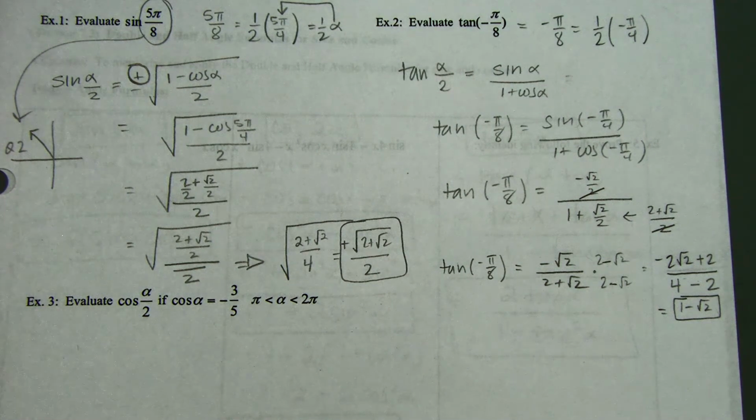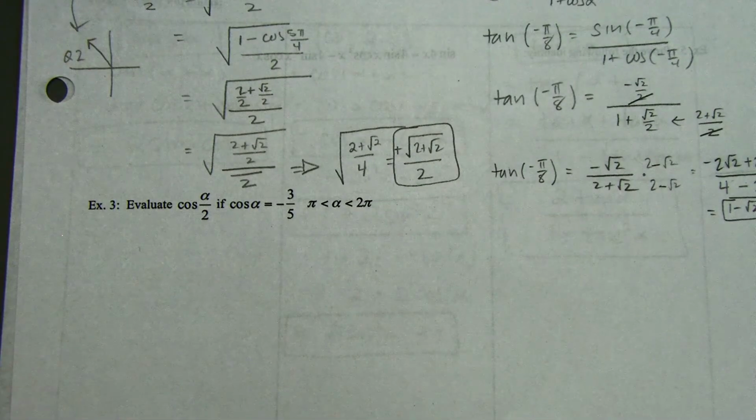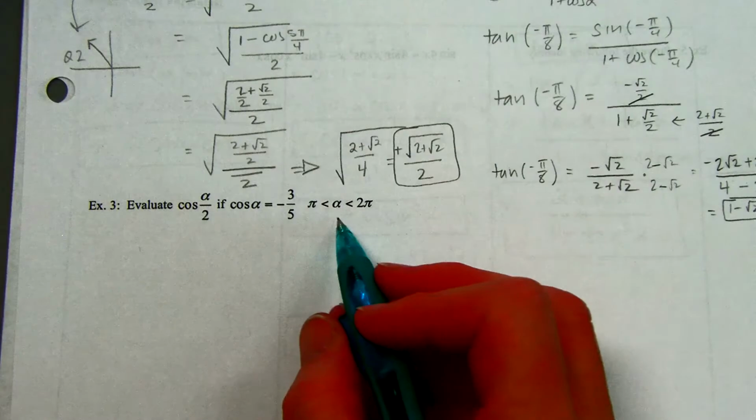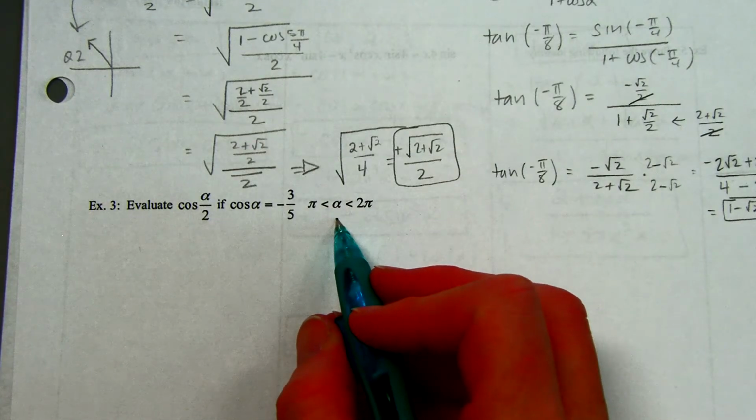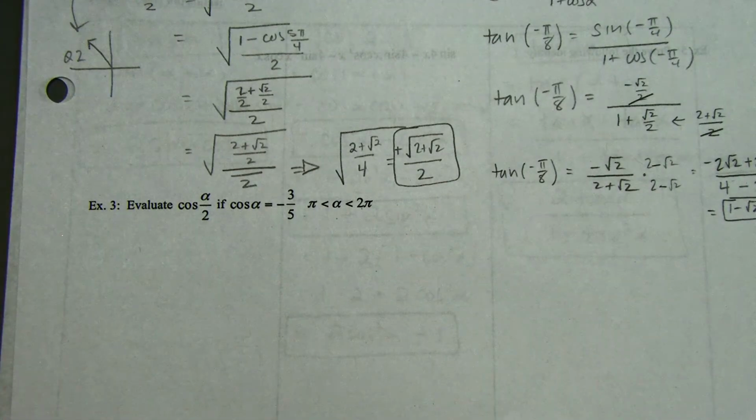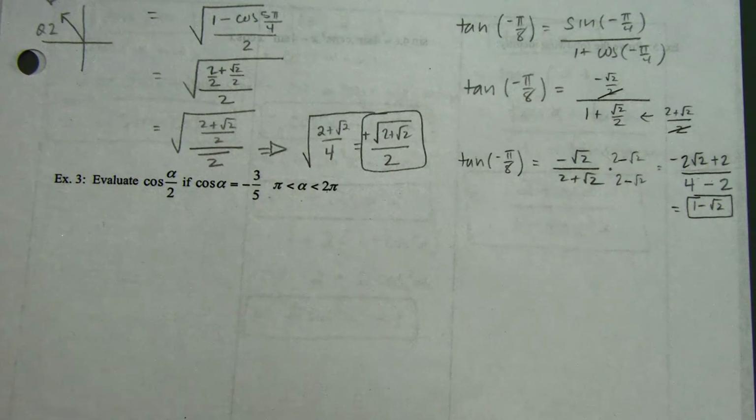Okay, let's take a look at another kind of example here. Evaluate cosine alpha over 2 if cosine alpha equals negative 3/5 and alpha is from pi to 2 pi. So that's in quadrants 3 and 4. Uh-oh.